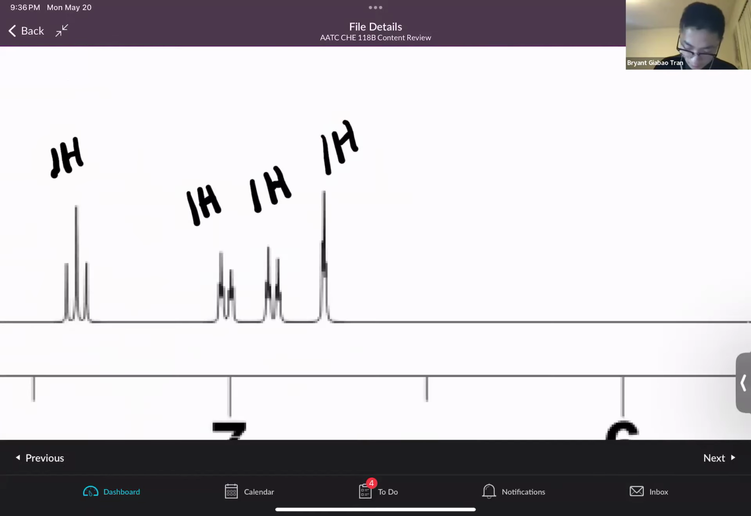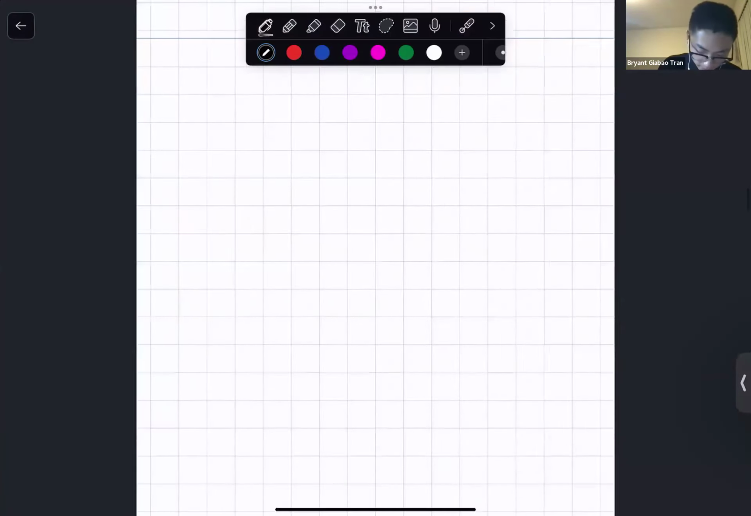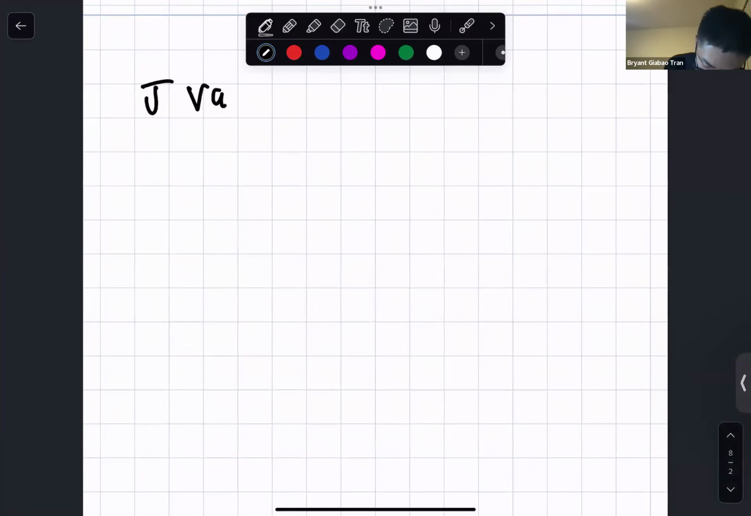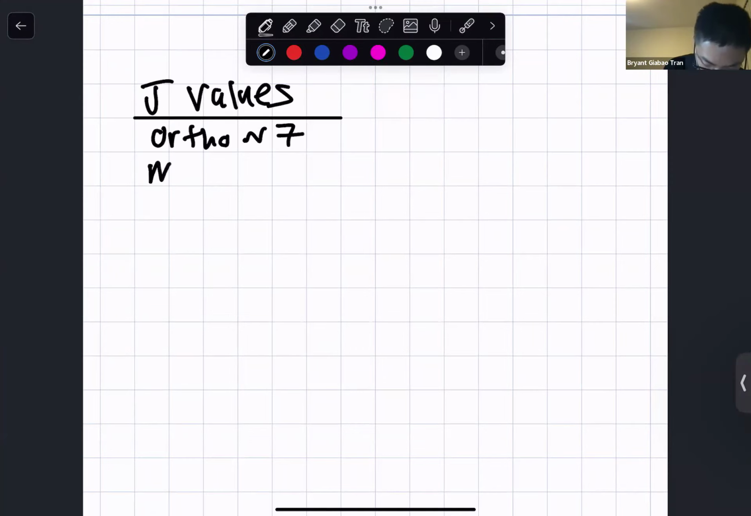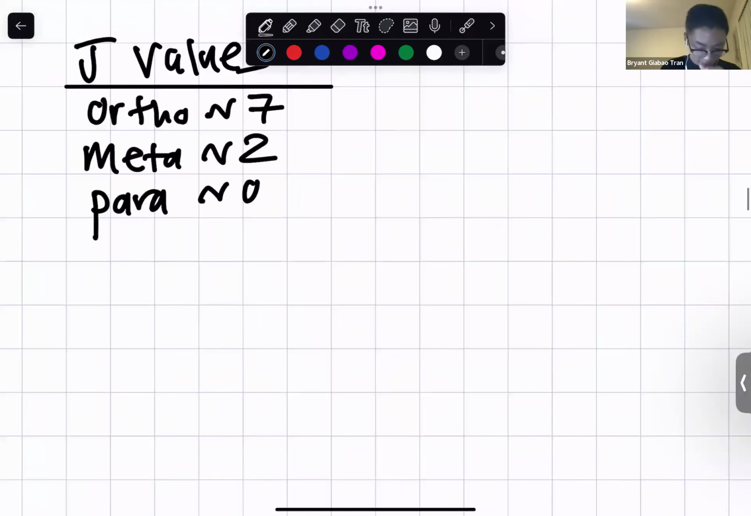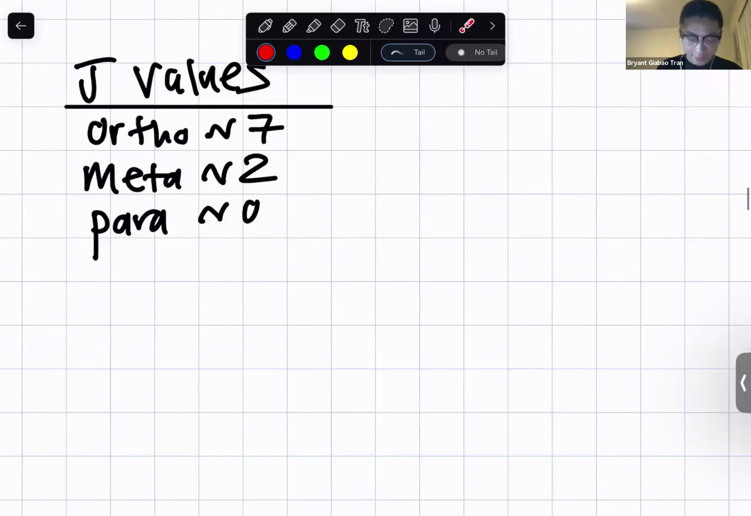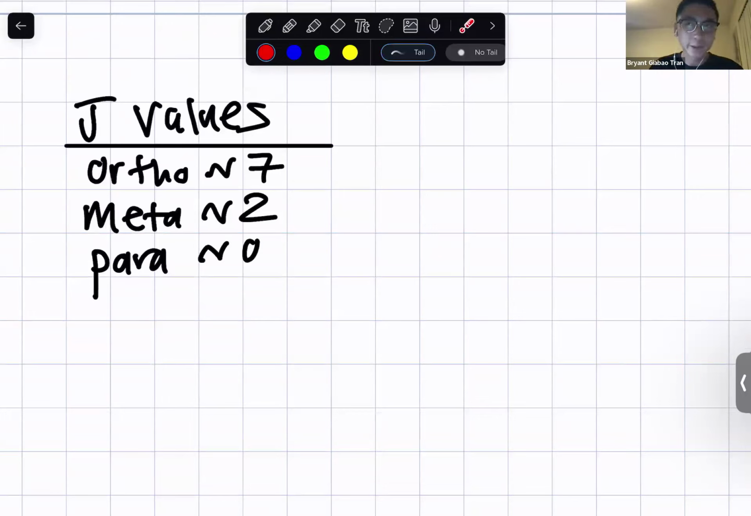The J values for benzene rings are this right here. If the hydrogens are ortho to each other, they're going to have around a 7 J value. Meta is around 2, para around 0 or 1, most likely 1. So if they have matching J values, they have a relationship with each other. If the number they match is around 7, they are ortho to each other. If it is 2, they are meta to each other. And 0, para to each other.